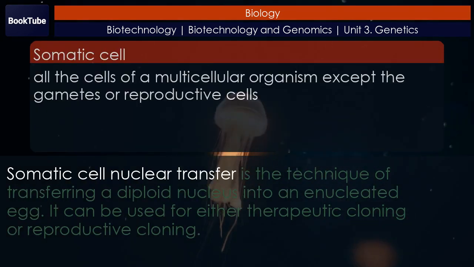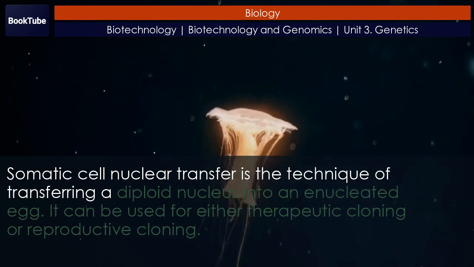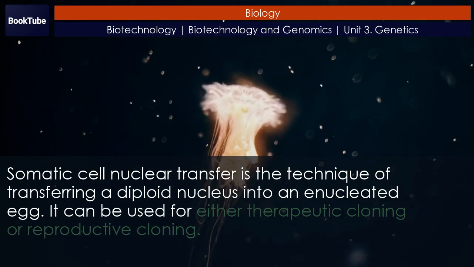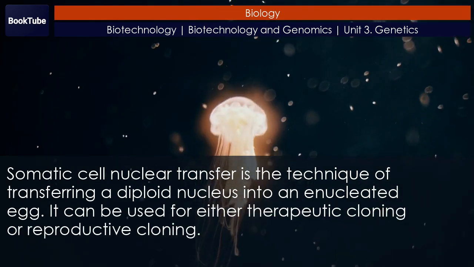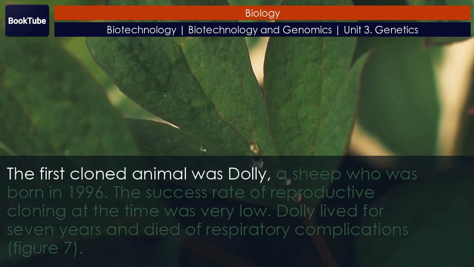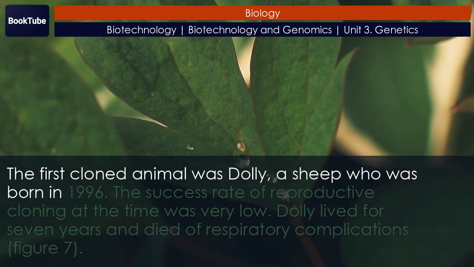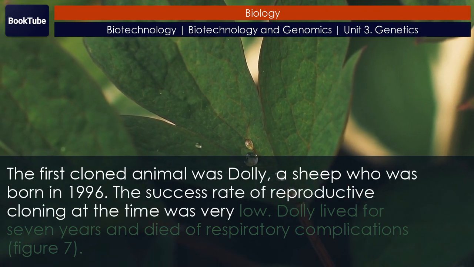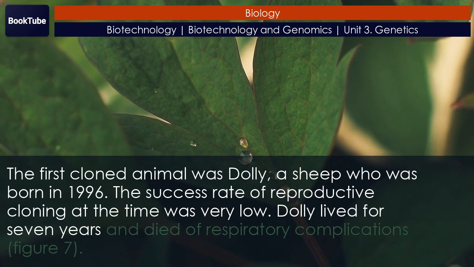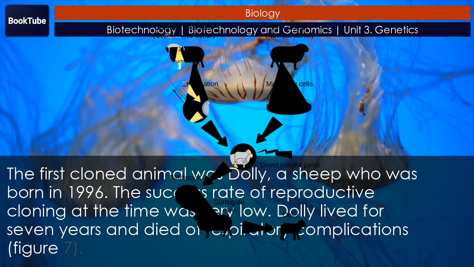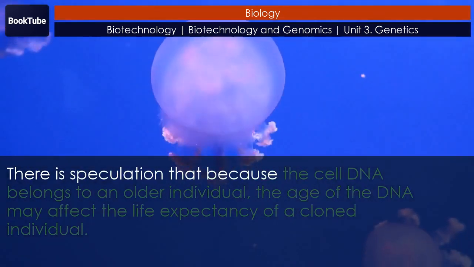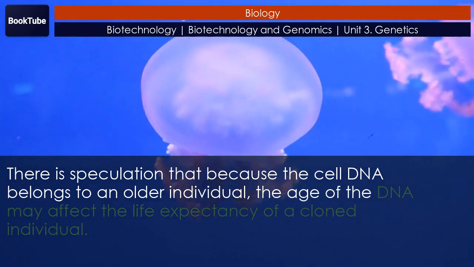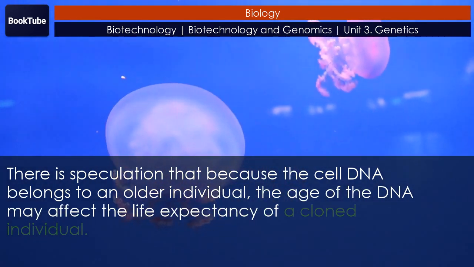Somatic cell nuclear transfer is the technique of transferring a diploid nucleus into an enucleated egg. It can be used for either therapeutic cloning or reproductive cloning. The first cloned animal was Dolly, a sheep who was born in 1996. The success rate of reproductive cloning at the time was very low. Dolly lived for 7 years and died of respiratory complications. Figure 7. There is speculation that because the cell DNA belongs to an older individual, the age of the DNA may affect the life expectancy of a cloned individual.